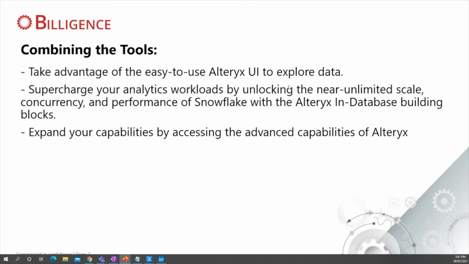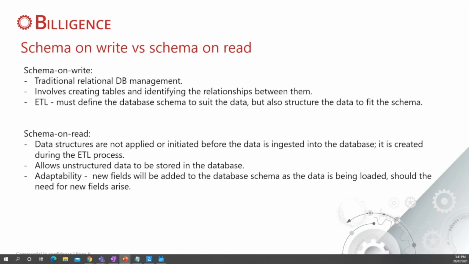The next discussion is probably the schema-on-read versus schema-on-write discussion, which without saying it, we've been discussing this whole time. So schema-on-write is our traditional database management, pretty much involving creating tables and creating relationships between them. So our typical joins, our primary keys, our foreign keys. Now, the downside of this is that you need to define the database schema to suit the data, but then also structure the data to fit in the schema. So it's kind of like a two-way street.